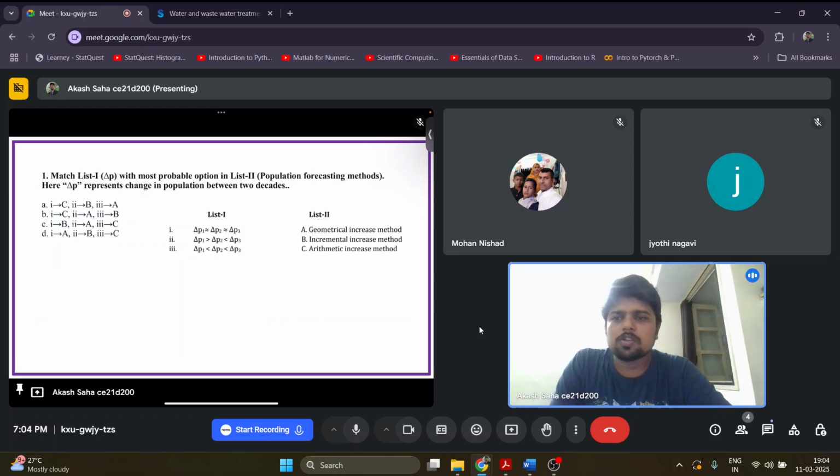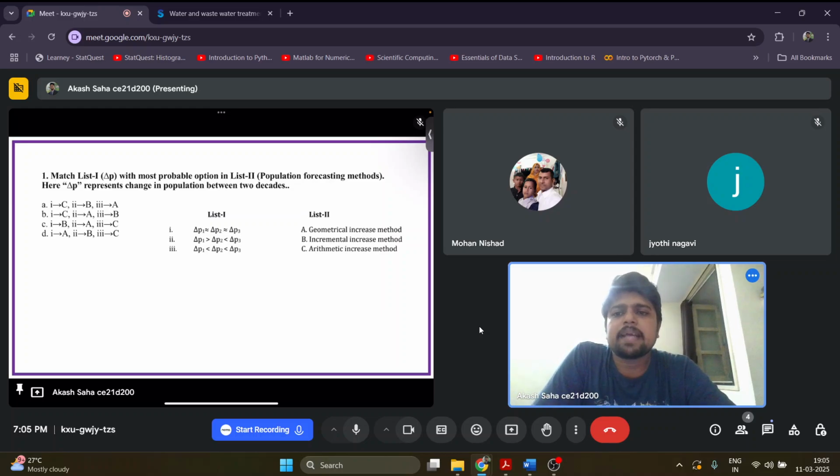We'll start with the first question. It says: match list 1, that is the delta P, with the most probable option in list 2, which is the various population forecasting methods. Here delta P represents the change in population between 2 decades. Suppose 2011 to 2021, what is the change in population? It is marked as delta P1, and then for 2021 to 2031, the change in population is marked as delta P2.